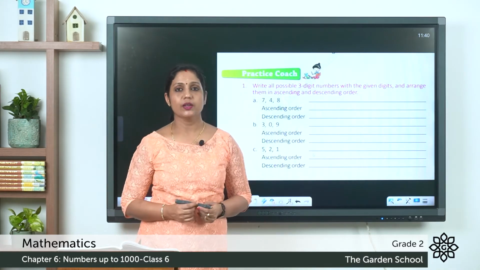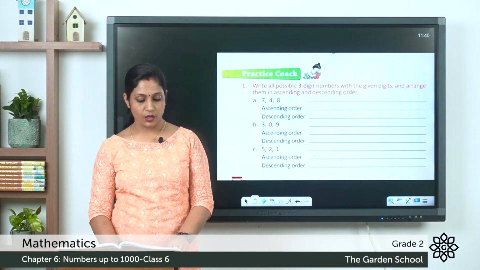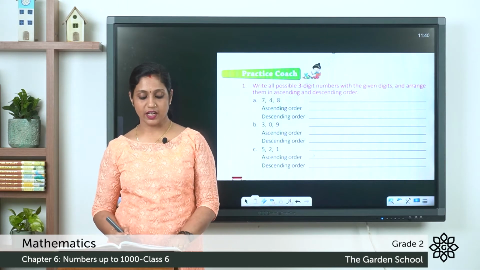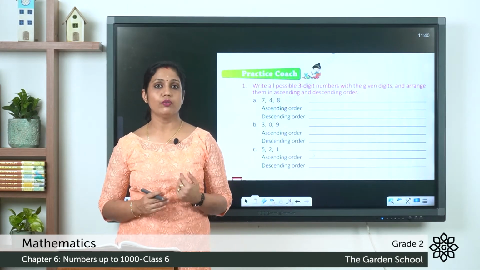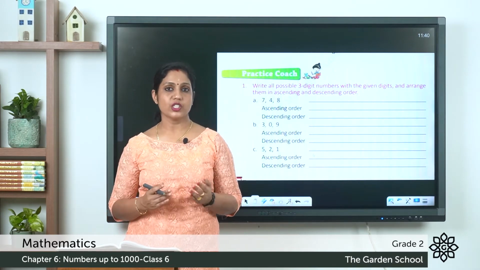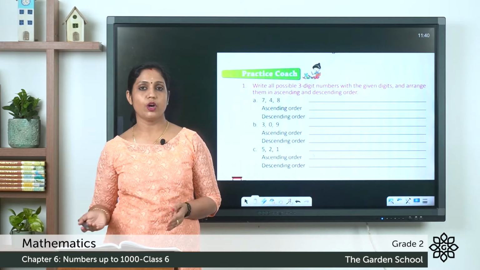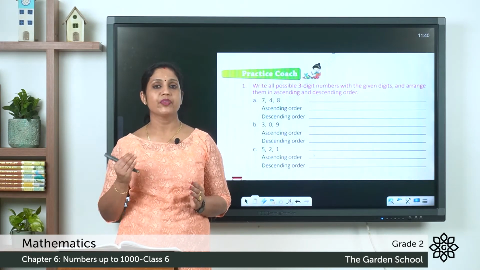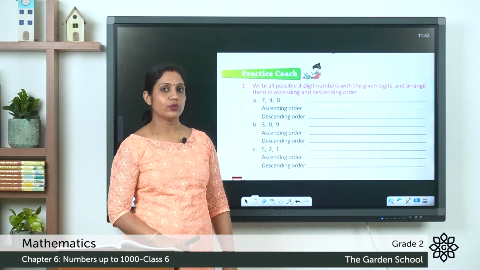In your text, Practice Coach, page number 90, write all possible 3-digit numbers with the given digits and arrange them in ascending and descending order. First, what we have to do, we have been given 3 digits. First, we have to write all the possible 3-digit number combinations. After finding them out, we have to arrange those numbers in ascending order and descending order. So, let's look at the first question.